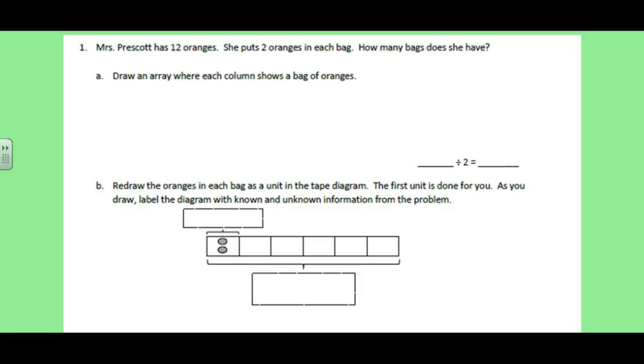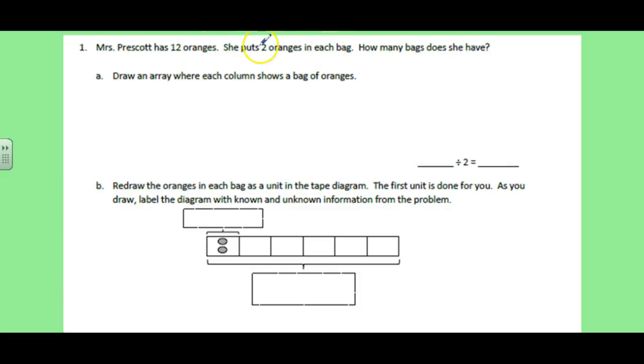Okay, so the first problem on your problem set says Mrs. Prescott has 12 oranges and she puts 2 oranges in each bag. How many bags does she have? This says draw an array where each column shows a bag of oranges. We're going to not follow that direction, and instead of drawing an array, we're going to draw equal groups, because that's what we did whenever we were working on the concept development together on the piece of paper. So we are going to draw equal groups.